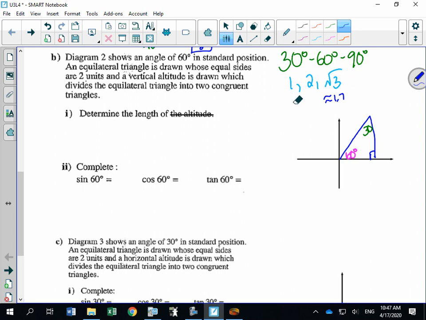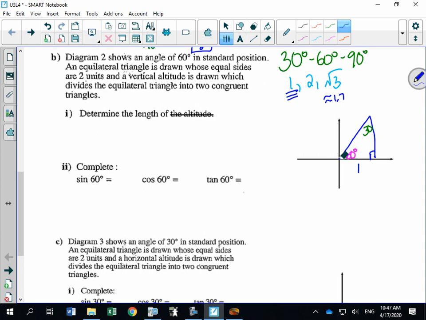In order to put your numbers down, a 1, a 2, and a root 3, say to yourself, what's the smallest number between a 1, a 2, and a 1.7? And that answer is 1. The smallest number goes across from the smallest angle. So between 30, 60, and 90, the smallest angle is 30. So directly across from your smallest angle is your smallest number.